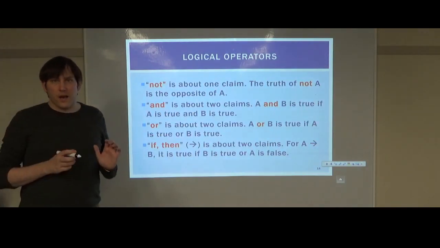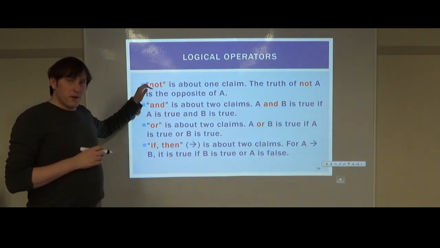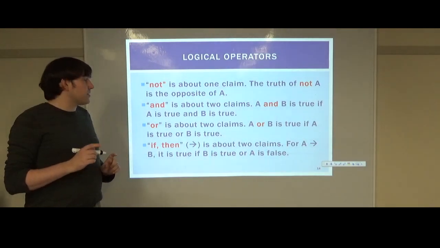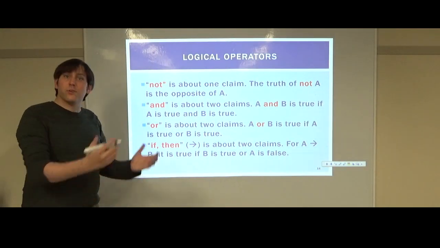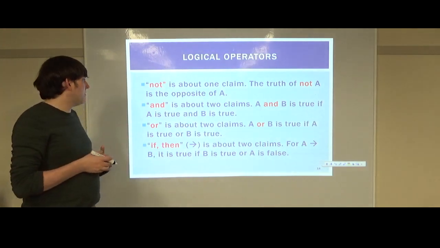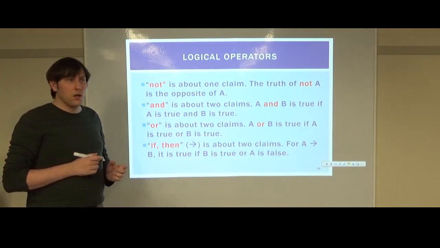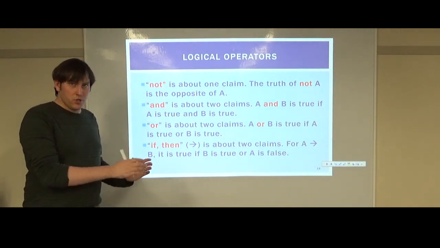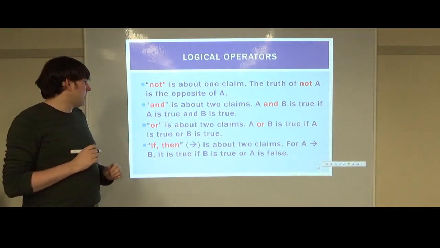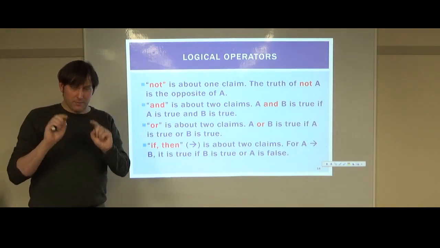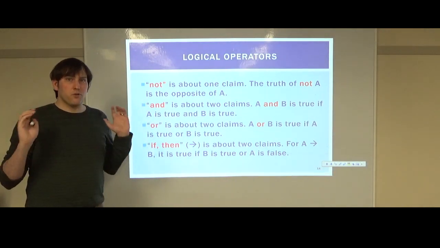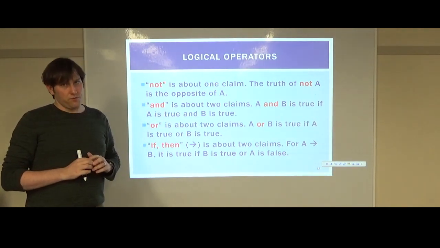So just to recap, not is about one claim. The truth of not A is the opposite of A. So if A is true, not A is false. If A is false, not A is true. And is about two claims. If A and B are both true, A and B together are true. If not, it's false. Or is also about two claims. But if A is true, or if B is true, then A or B, as a set, is true.